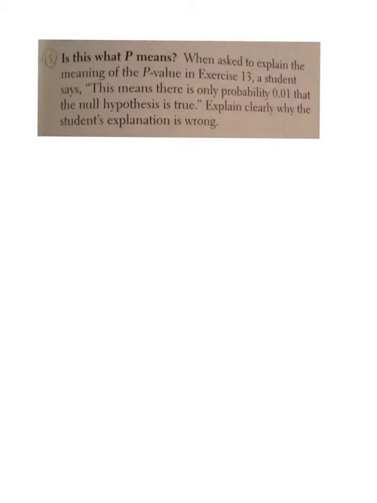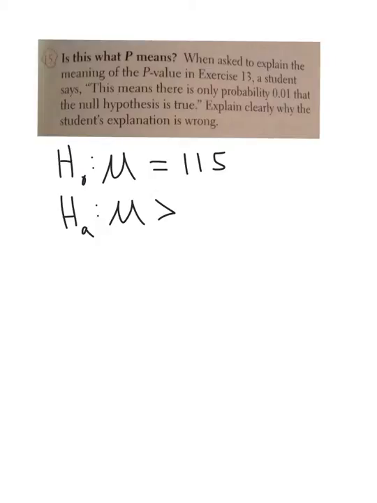Okay, this is number 15 on page 547. So this refers to exercise 13. Well, exercise 13 was saying that the null hypothesis is that all students like school about the same. The average would be 115. See, they take a test that scores from 0 to 200. The alternative hypothesis is that the older students like school better than that.